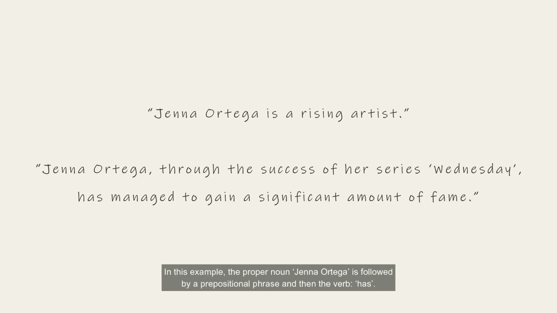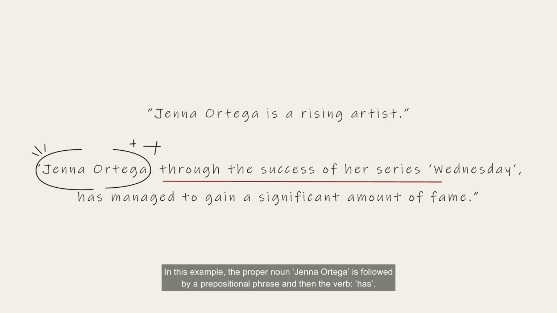In this example, the proper noun Jenna Ortega is followed by a prepositional phrase and then the verb has. There's some distance between them. Remember that the sentence is about Jenna Ortega. The word closest to the verb, has, may be Wednesday, but that has nothing to do with the verb.